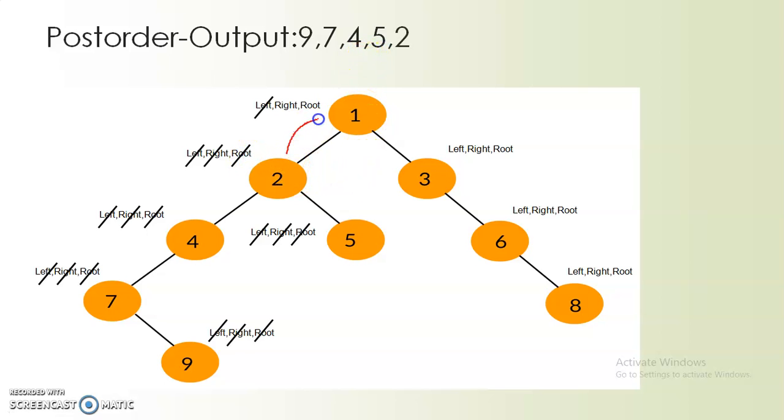Then move back to the 1. Okay, its left is over and we'll move to the right. Okay, right of the 1. So it's 3, 6 and 8. Display all and move back.